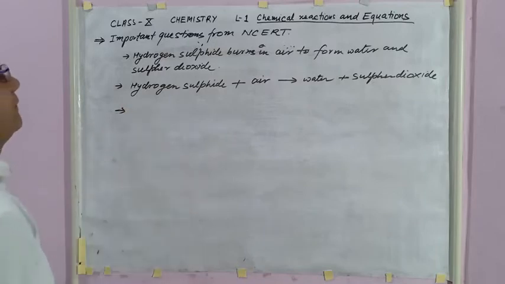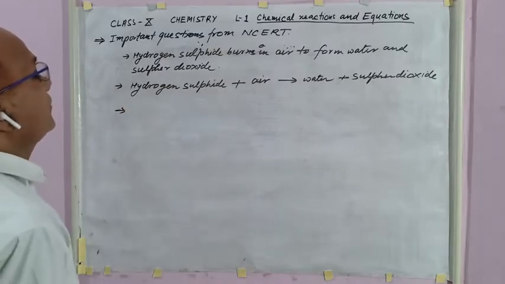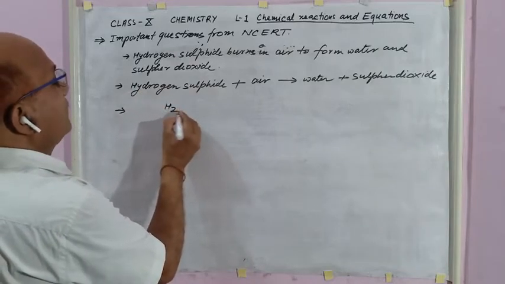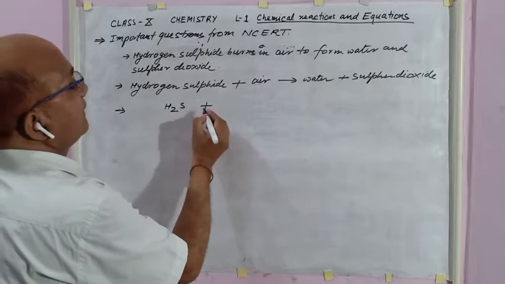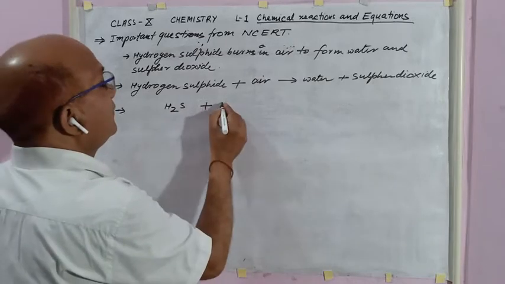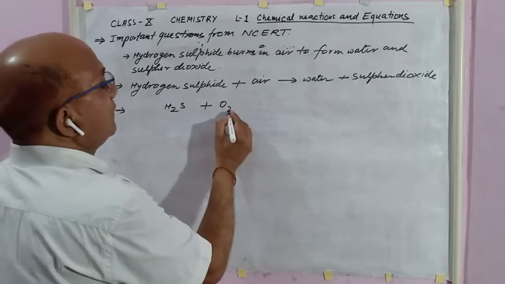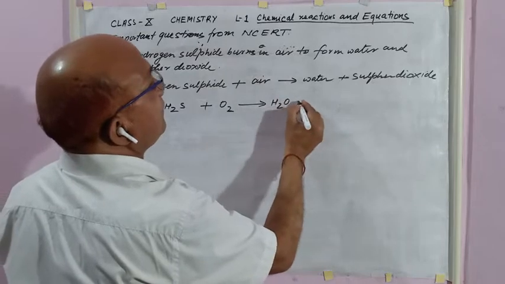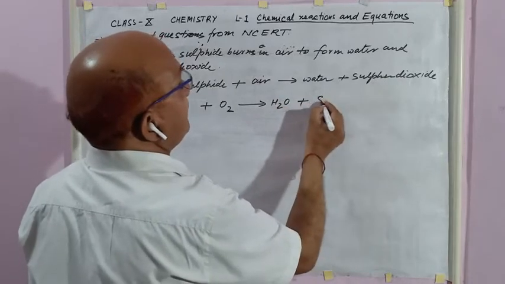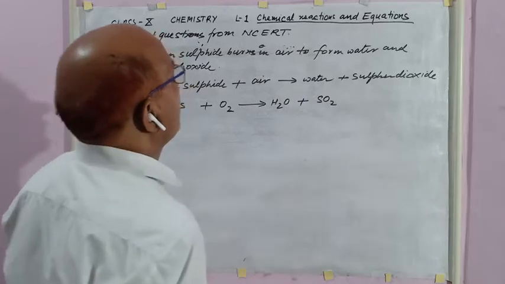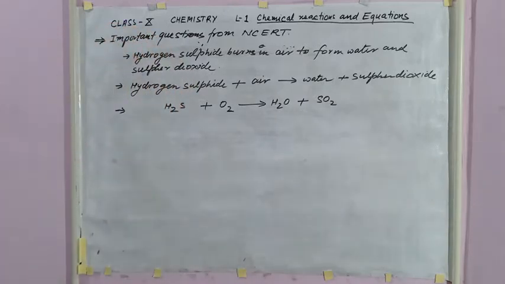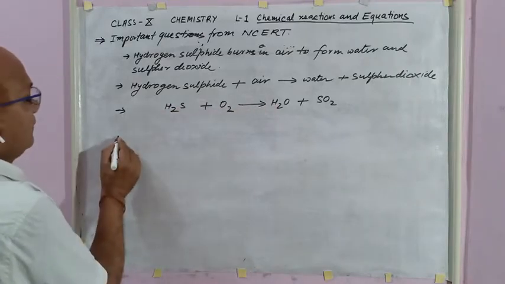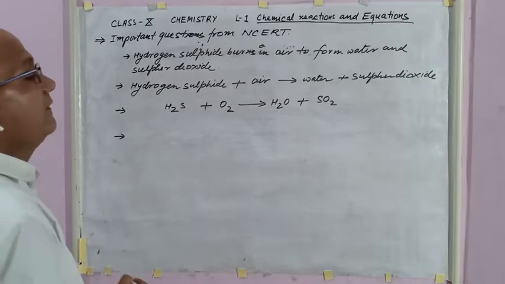In second step, we will convert into symbol equation. Hydrogen sulfide, its formula is H2S, plus air means oxygen O2. It forms water H2O plus sulfur dioxide SO2. So this is the symbol equation, and now we will start balancing this equation.